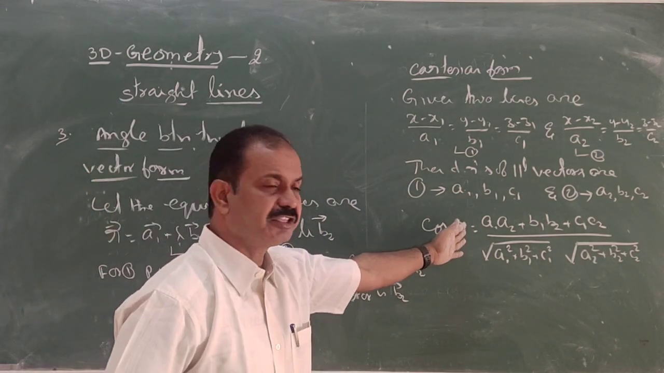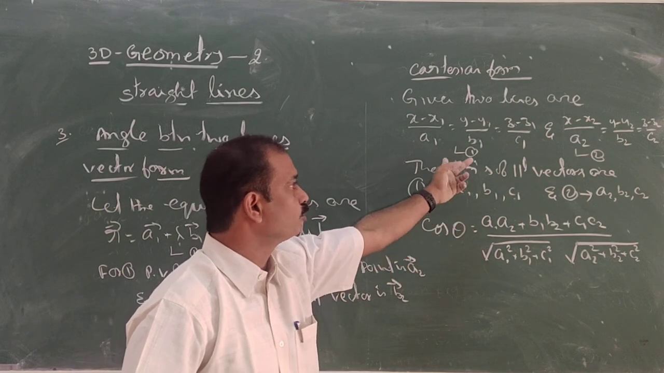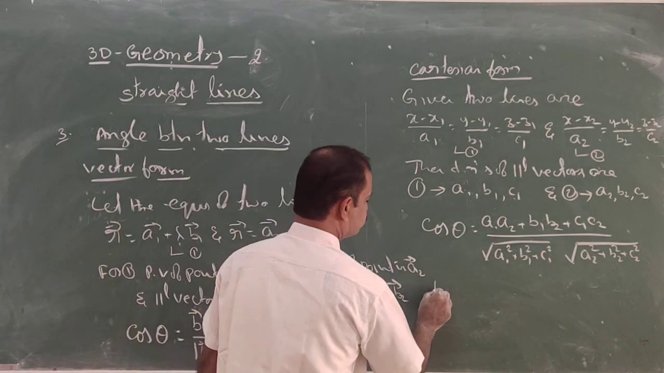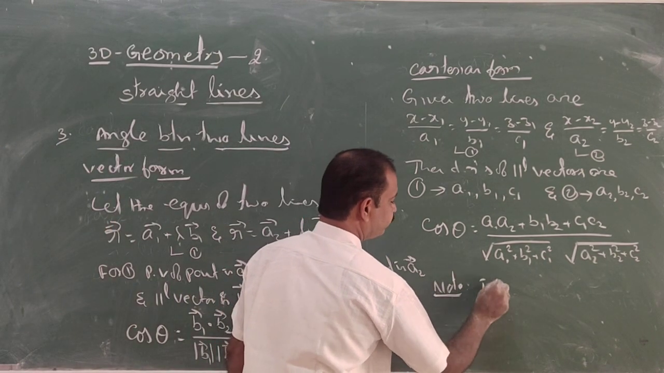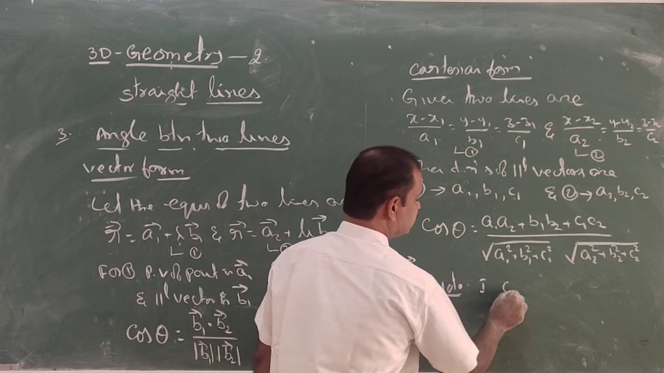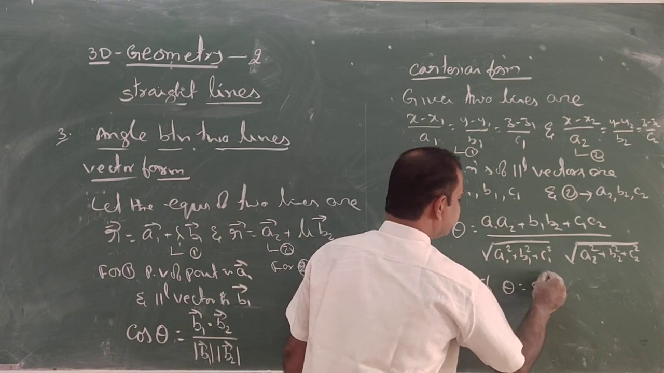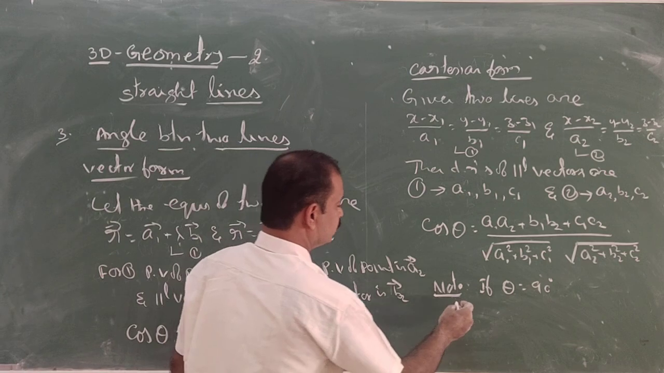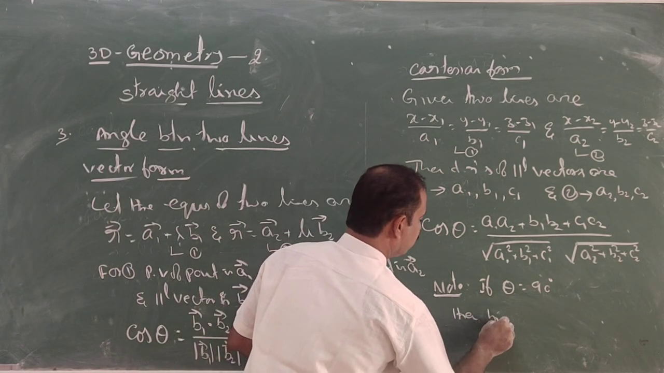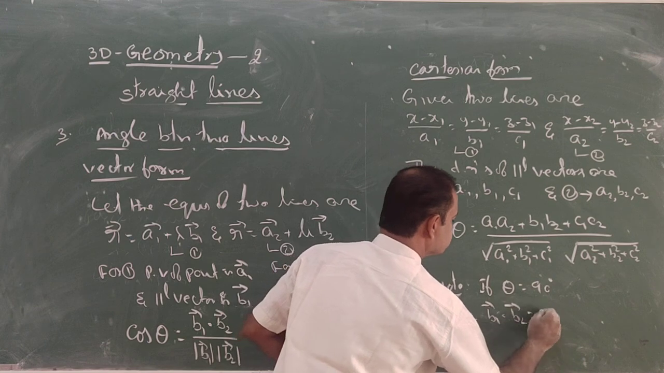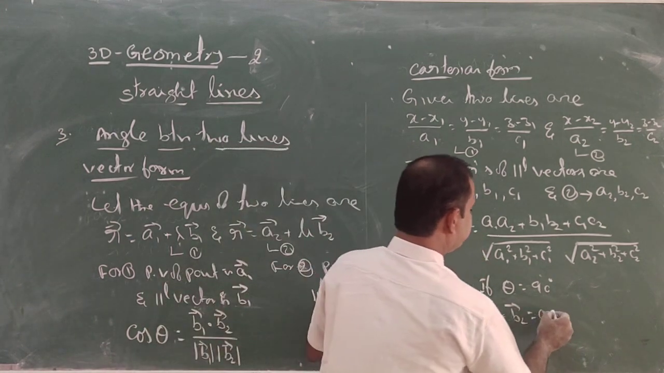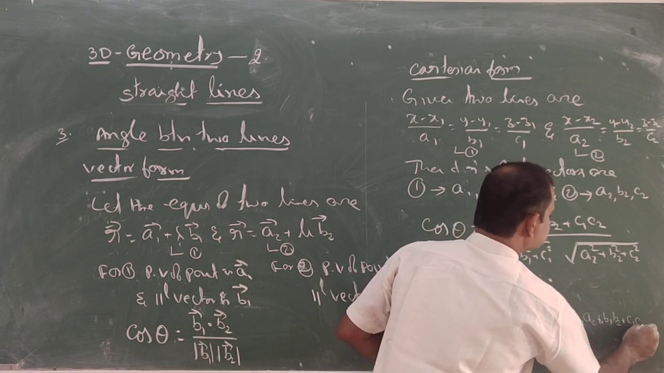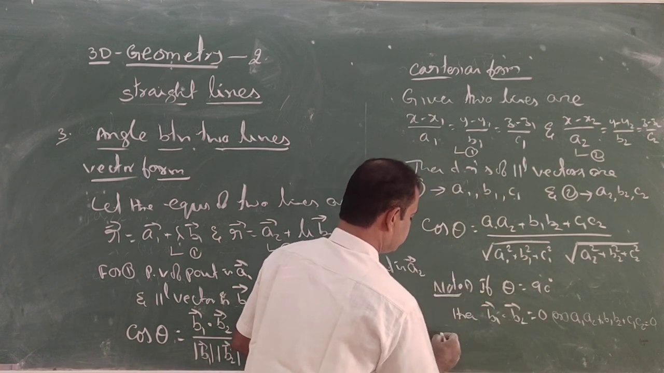So this I am not writing anything new. In vectors we have already studied how to do the dot product, so the same thing I am repeating. Next, note: if the angle between the two lines is theta equal to 90 degrees, then automatically b1 dot b2 is equal to 0. So the dot product is equal to 0, or a1 a2 plus b1 b2 plus c1 c2 is equal to 0.